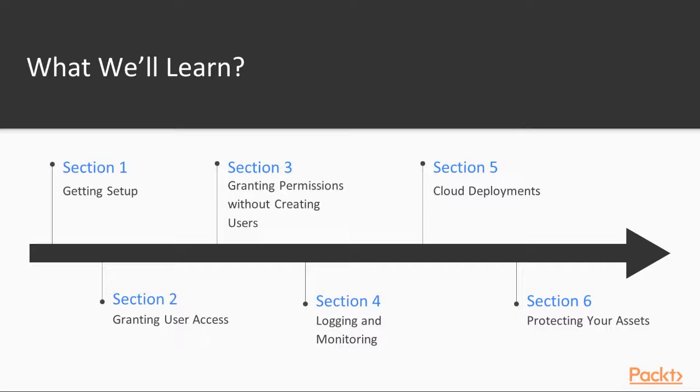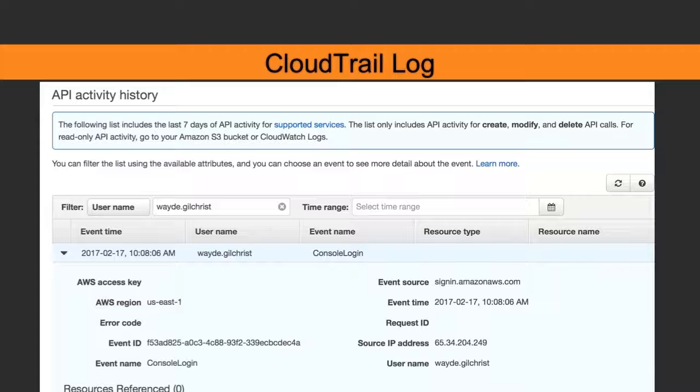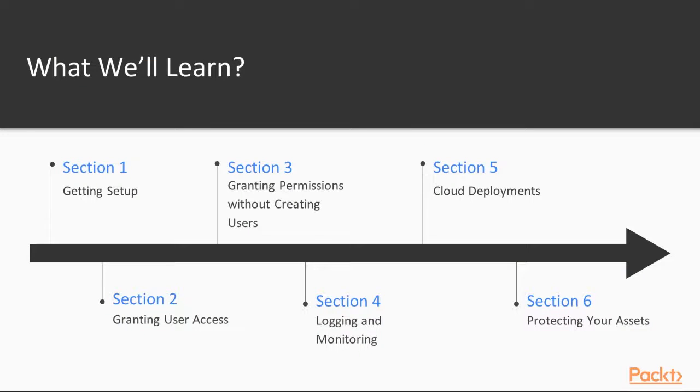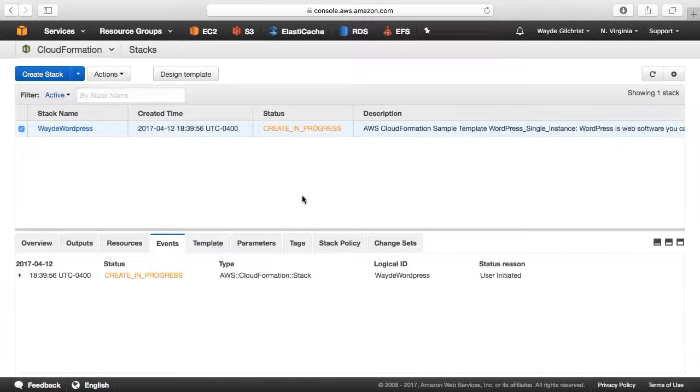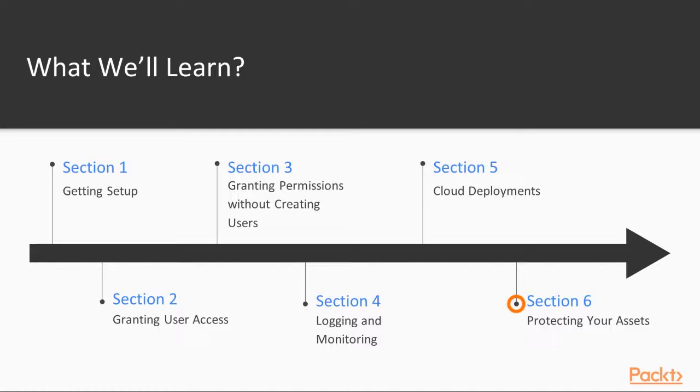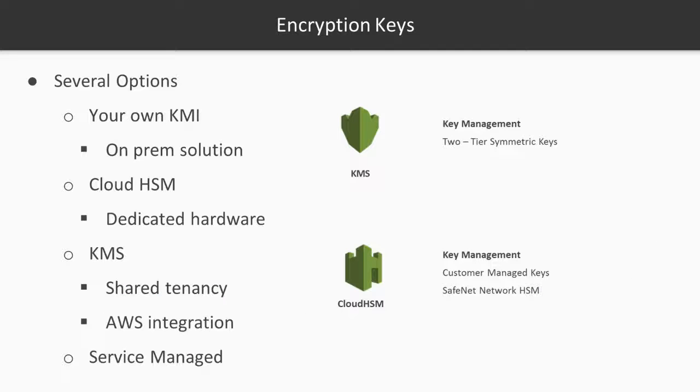Every good administrator knows the importance of logging and monitoring. We will cover the services you can use for logging AWS services and monitoring key performance indicators in real time. We will show how to automate the creation of infrastructure and how to deploy and update your applications on that infrastructure. We will talk about how to encrypt your data and protect your applications from attack.